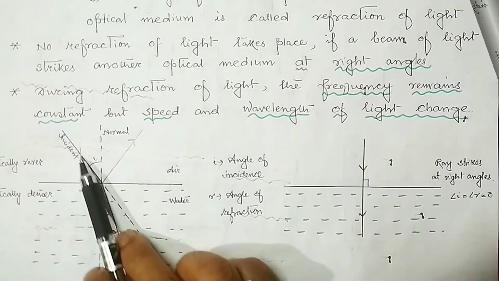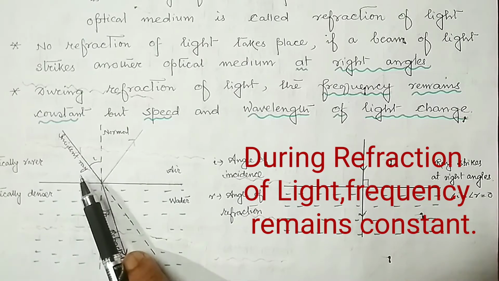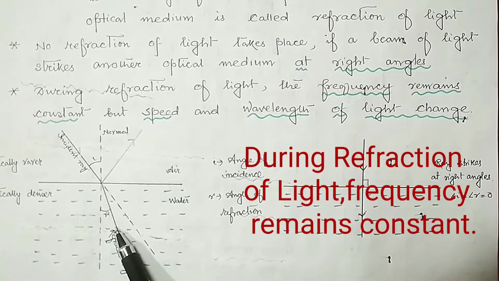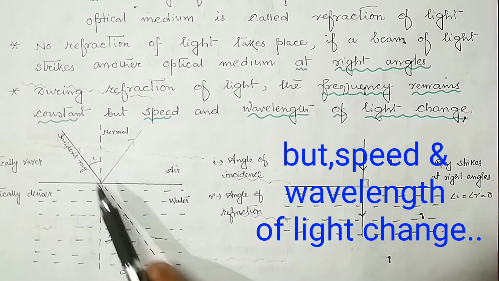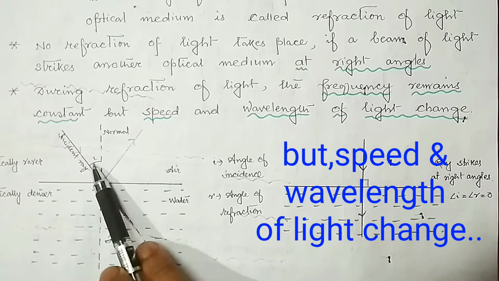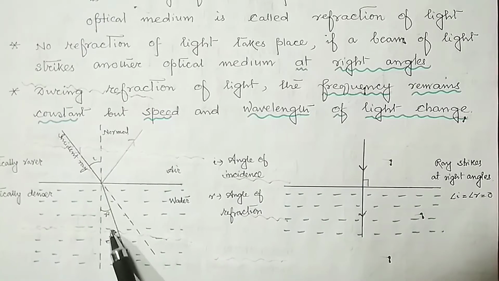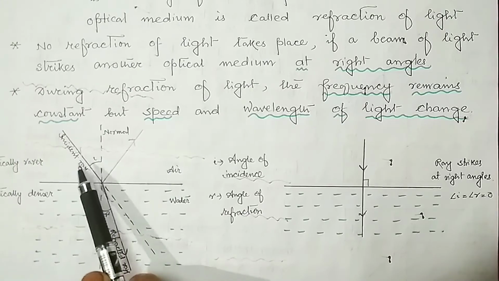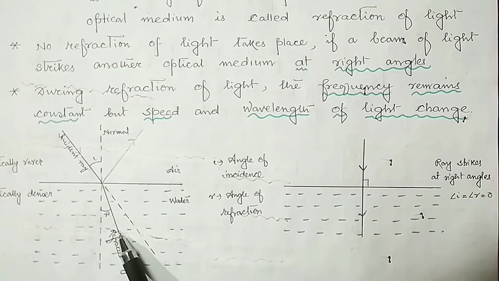When a ray of light moves from one optical medium to another optical medium, the frequency of the light remains same. So whatever is the frequency here, also frequency remains same, but the speed of light and the wavelength of light here and here will be different. Clear? During refraction of light, the frequency of light here and the frequency of light in the other media remains same, but the speed of light and the wavelength of light here and in the other media will change.